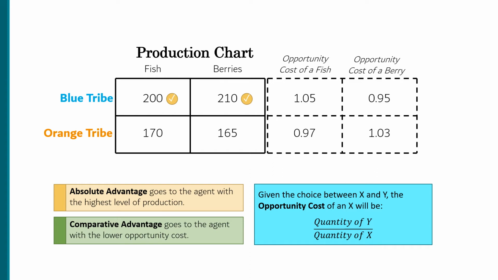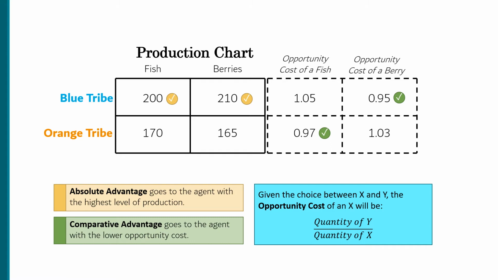The comparative advantage goes to the tribe with the lower opportunity cost. For fish, this is Orange Tribe. 0.97 is less than 1.05. For berries, this is Blue Tribe. 0.95 is less than 1.03. So, why does this matter?